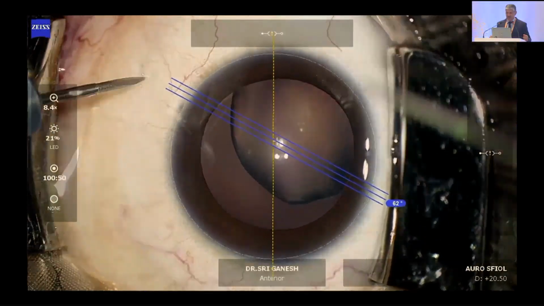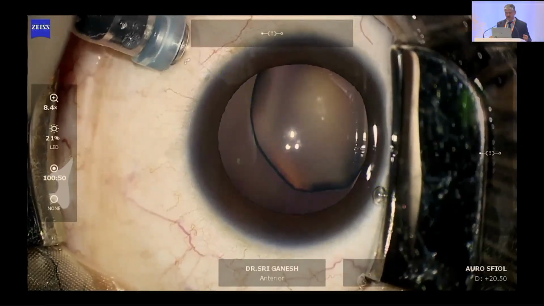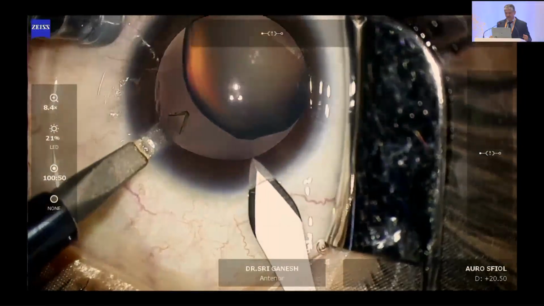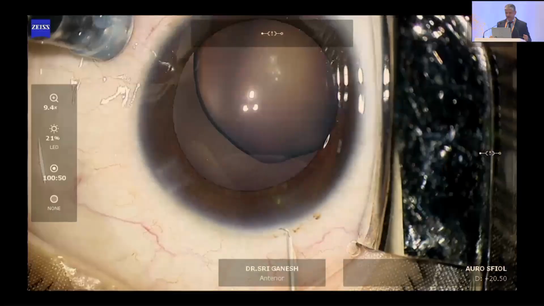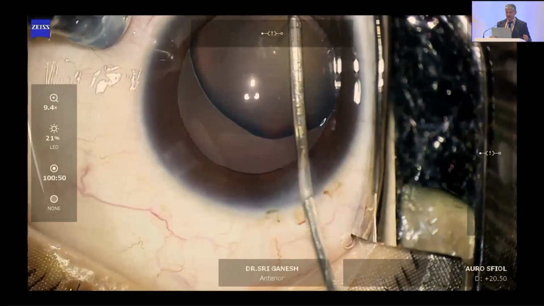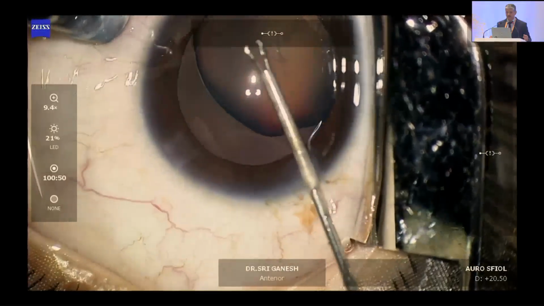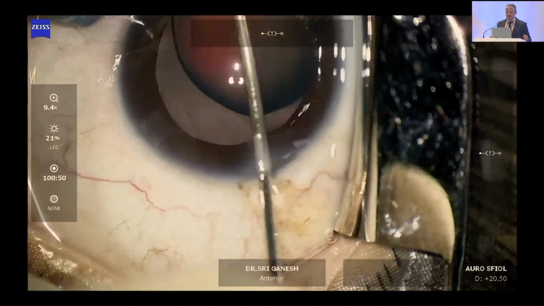So here that is the Callisto. I just put in a trocar cannula for infusion. Then I go in and then I just do a lensectomy. I just aspirate the soft lens material. So I do a capsulorhexis.